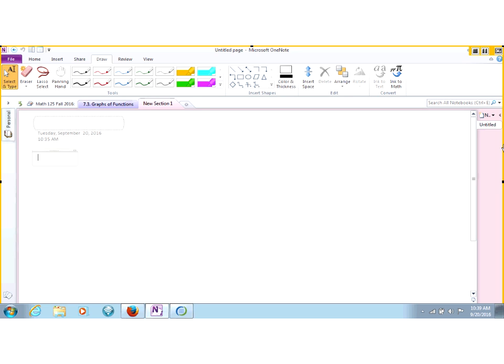The algebra of functions, 7.4. So for chapter 7, we will have a test with chapter 9. So it will be a combined test of chapters 7 and 9. Yeah. So the algebra of function.